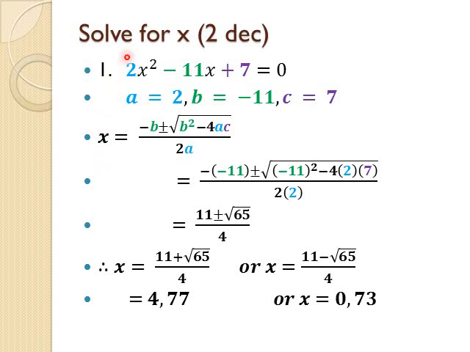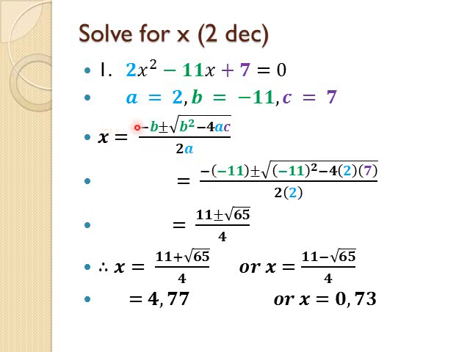Right, so 1, solve for x. Normally you would say to 2 decimal places. So there: 2x squared minus 11x plus 7 equals 0. My coefficient of x squared is 2, therefore a is 2. The coefficient of x is minus 11, therefore b is minus 11 and c is 7. So to 2 decimal places, I'm going to use the quadratic formula, x equals minus b plus or minus the square root of b squared minus 4ac over 2a. So b there is negative 11.